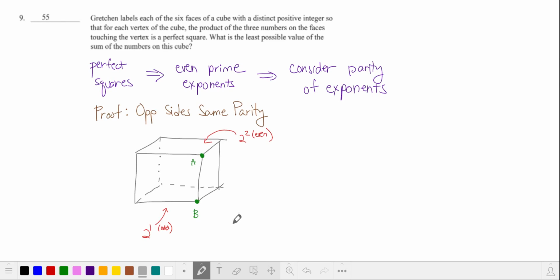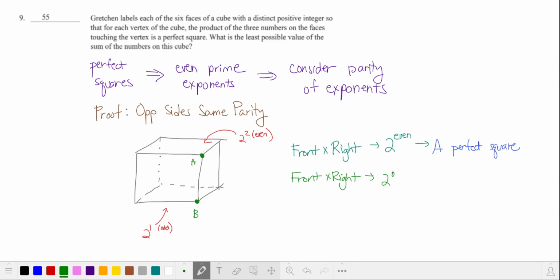In order to create a perfect square at vertex A, we need to have the product of the front side and the right side to yield a product with the prime 2 raised to an even power. In order to create a perfect square at vertex B, we need the product of the front and right sides to have a power of 2 that is odd. The product can't be even and odd at the same time, so we can't have A and B both be perfect squares at the same time. We need all 6 vertices to be perfect squares.